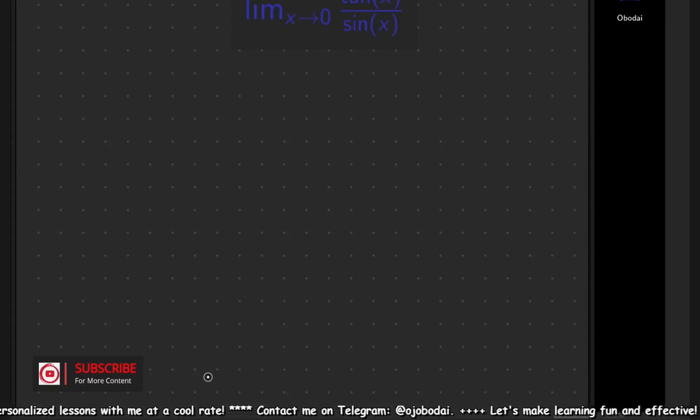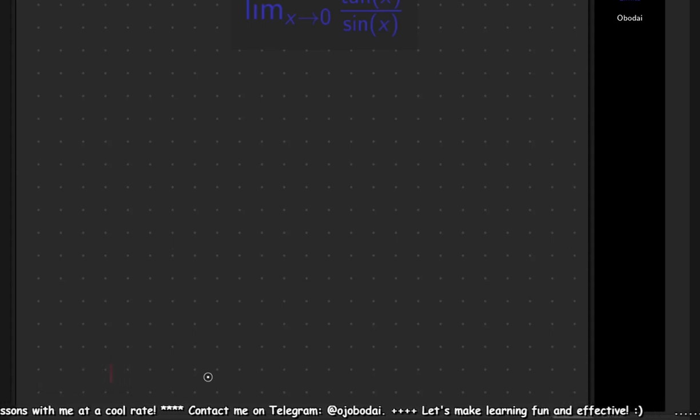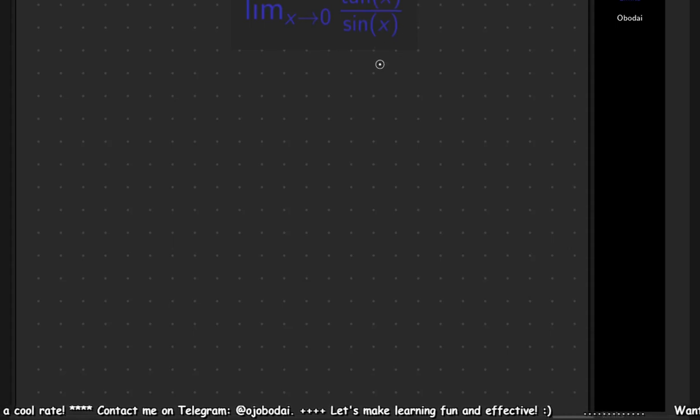Later in this series, we'll look at differentiation, and then we would look at how to apply differentiation in solving limits of what? Trigonometric functions. So let's go into it. We want the limit of tan x over sine x as x approaches 0.